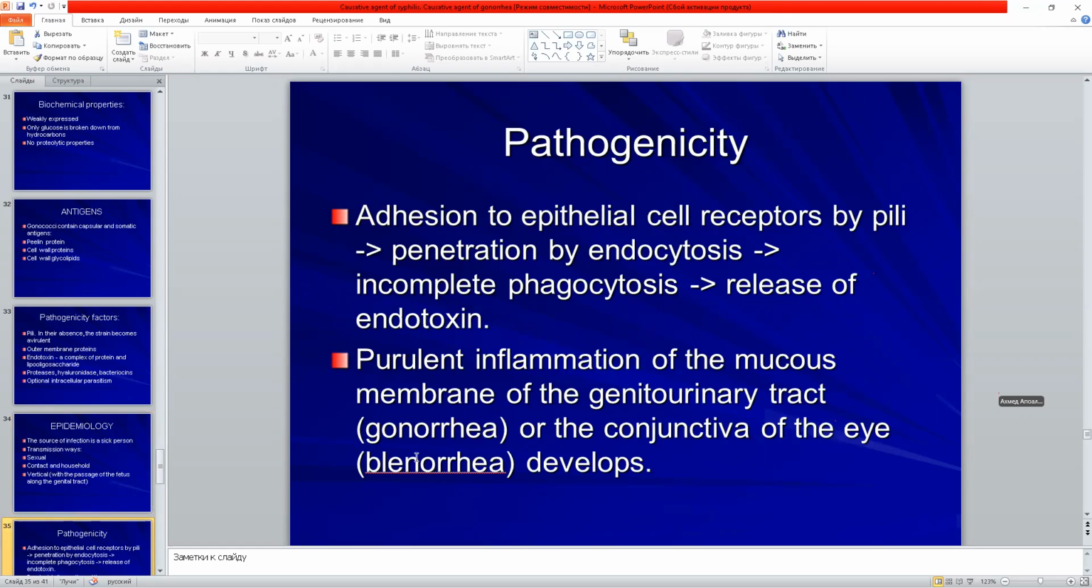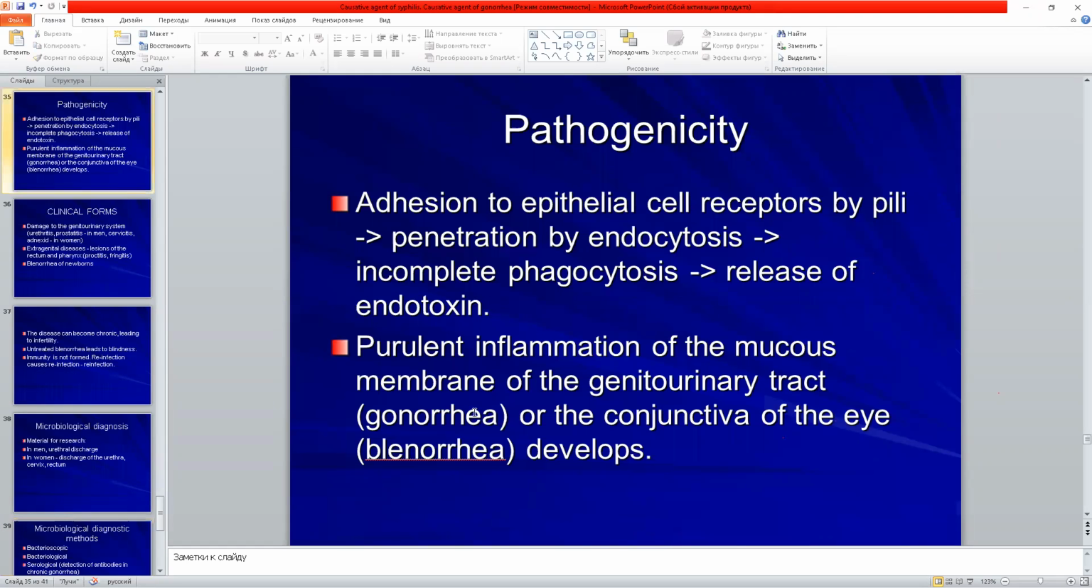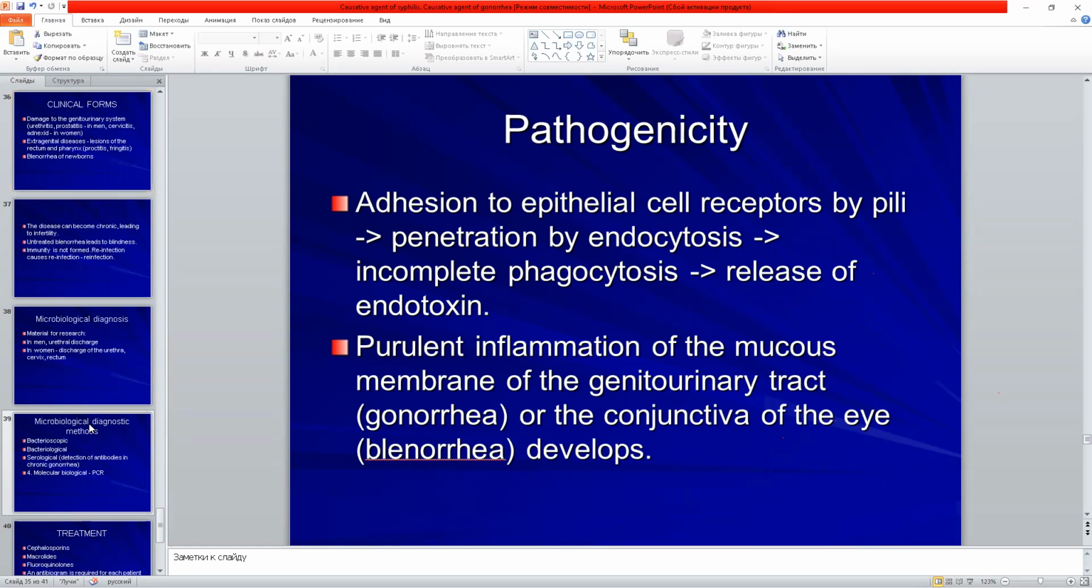Conjunctivitis is named venereal of newborns, and in adults, conjunctivitis with pus. So they attach by using fimbria to the epithelial cell receptors, then penetrate inside the cell by endocytosis, then incomplete phagocytosis, and then release of endotoxin. And they are able to infect other organs at the same time.